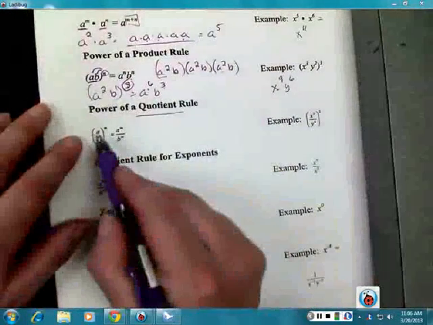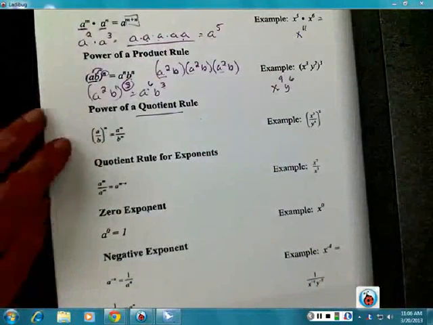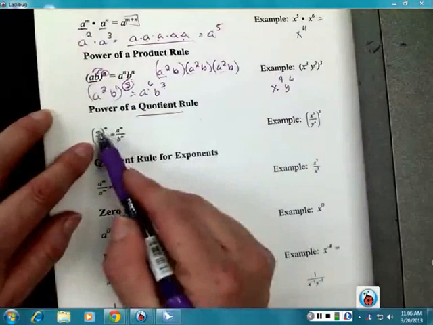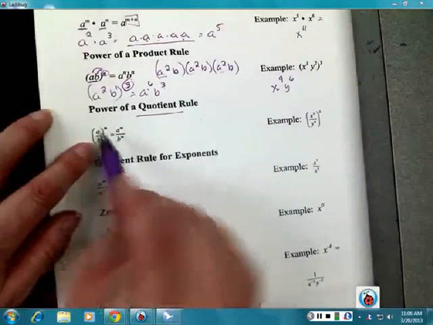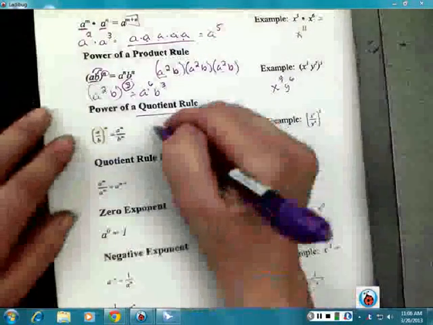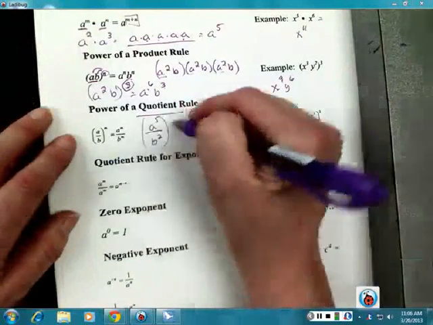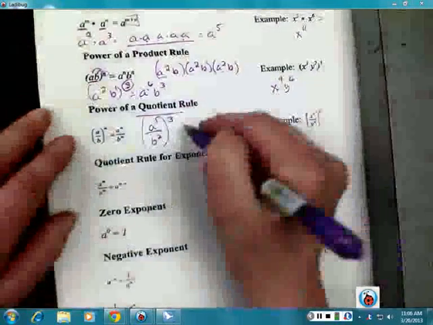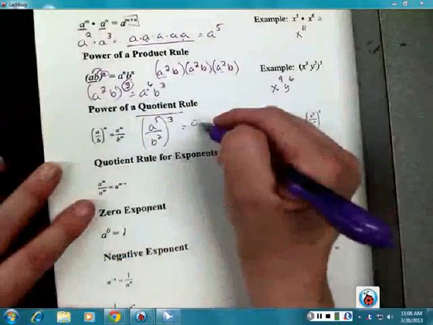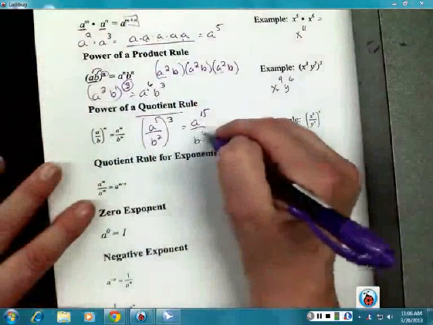Because I have opposite bases, notice a and b are different, I can't end up combining them at all, but I can give a to the mth and b to the mth, so basically it's that same kind of distribution that I've had before. So if I had a to the 5th over b to the 2nd raised to the 3rd on the outside, what would I get? 3 times 5 would be a to the 15. Over b to the 6th. Yep.